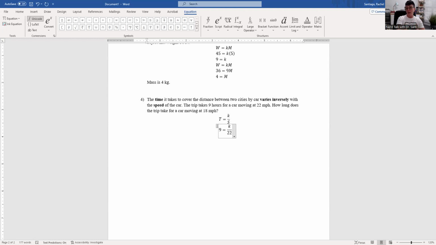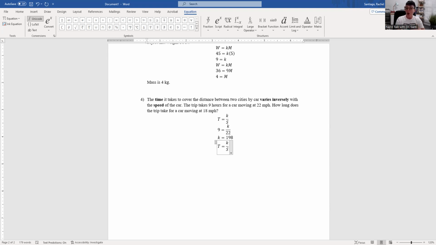Again, notice we're faced with a proportion. We can simply cross multiply to actually get those values. So if you think about cross multiplying 9 times 22 and then k times 1, we find that k is equal to 9 times 22, which is 198. There is our constant of variation. So again, let's go ahead and write out the formula as is. T is equal to k divided by s. Time is equal to the constant of variation over speed.